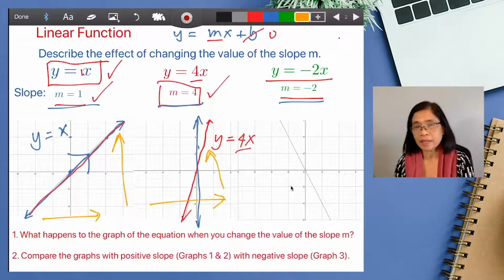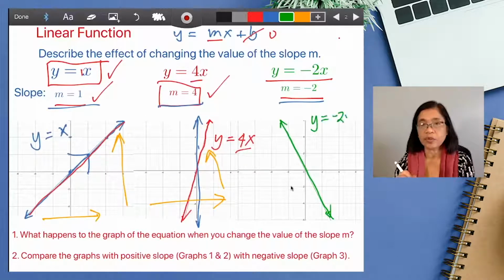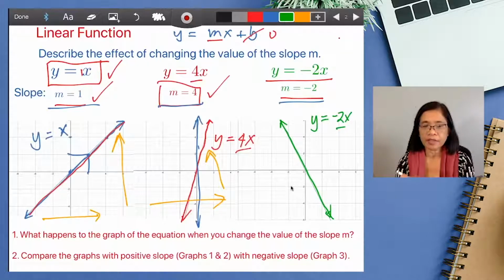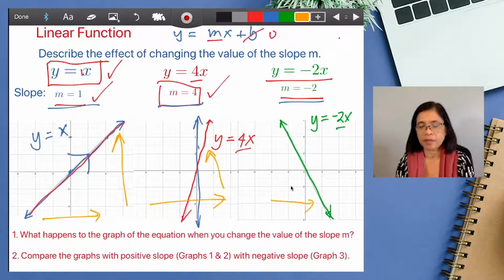But this is not the same case when we have a negative slope. In this green line, which represents the equation y equals negative 2x, the line is inclined to the left. So if you have a line whose slope is negative, the line is falling. Falling because as x increases, as we move from left to right, the value of y decreases.